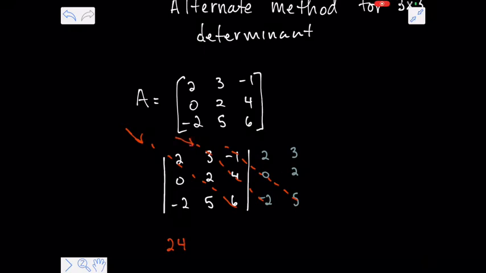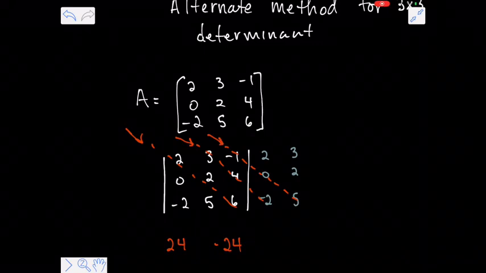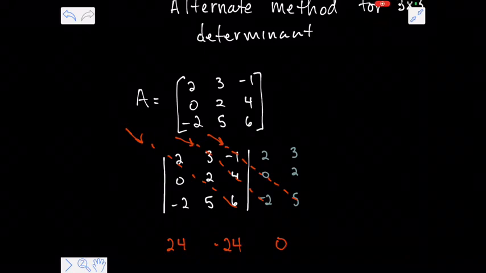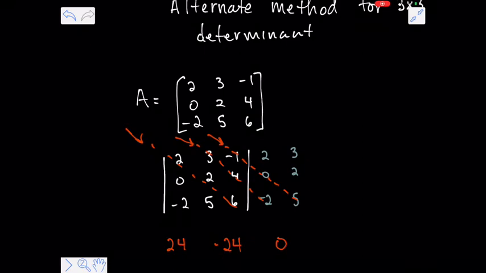And then for this diagonal, it's 3 times 4, which is 12. 12 times -2 is -24. And then this diagonal is -1 times 0 times 5, which is 0. Now it's important to remember that every product that I've done in red, when you go from the top left to the bottom right, those always add together.